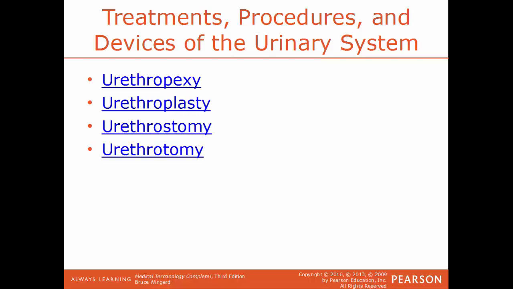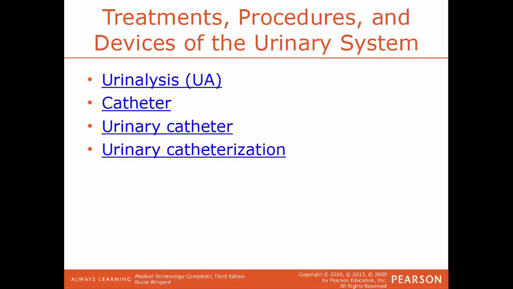Urethroplasty, the surgical repair of the urethra. Urethrostomy, the creation of an artificial opening into the urethra. And to do that, you need to be able to cut into the urethra, and that process would be urethrotomy. Urinalysis, or UA, is the analysis of urine by using physical means, chemical means, microscopic means.